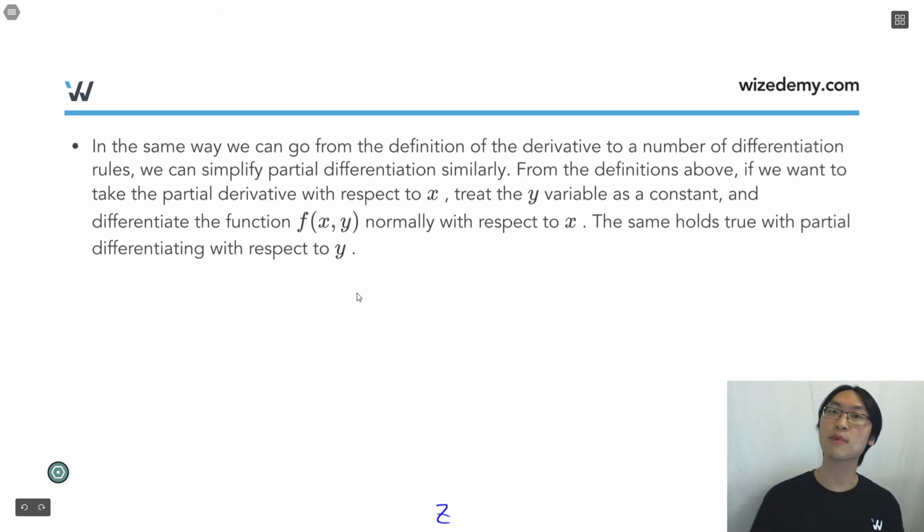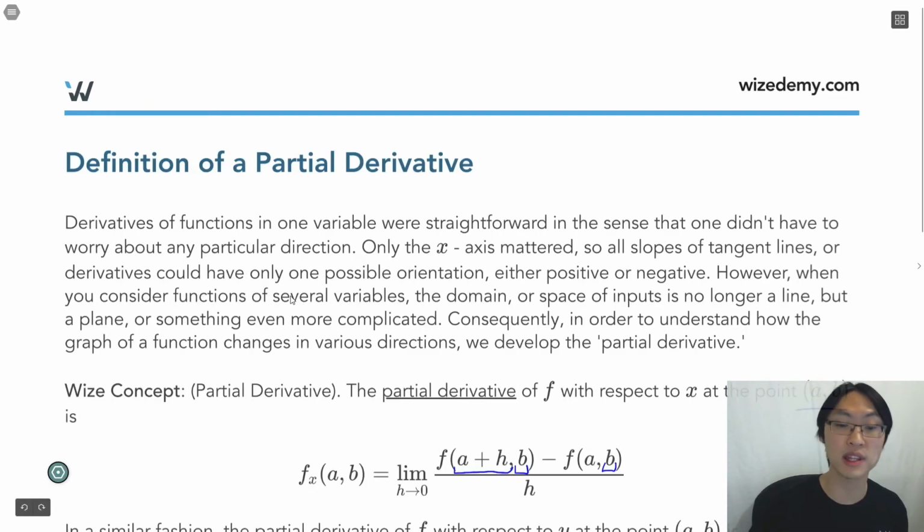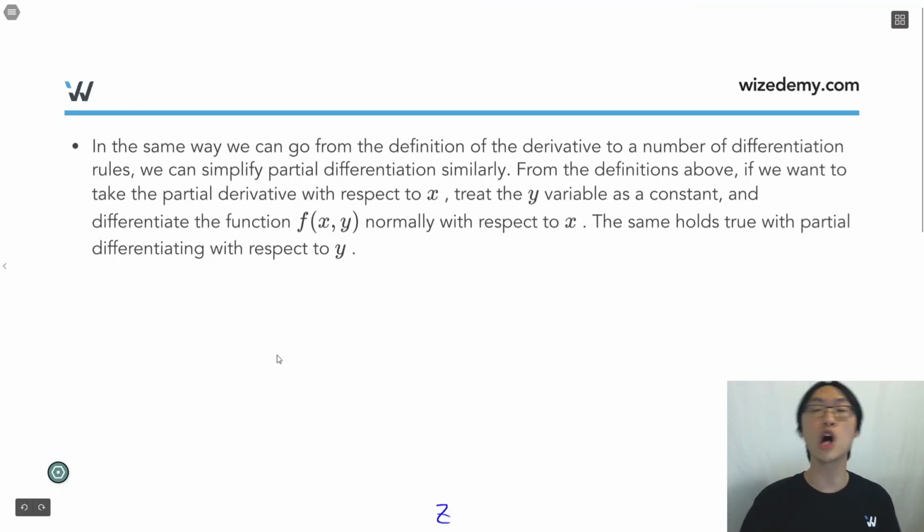In the same way we can go from the definition of derivative to a number of differentiation rules, we can also simplify partial differentiation similarly. It's really important that we don't have to go through this limit definition every single time. That was the case back when we had functions of one variable. It's the same now that we have functions of multiple variables. We do not want to deal with the limit definition over and over and over.